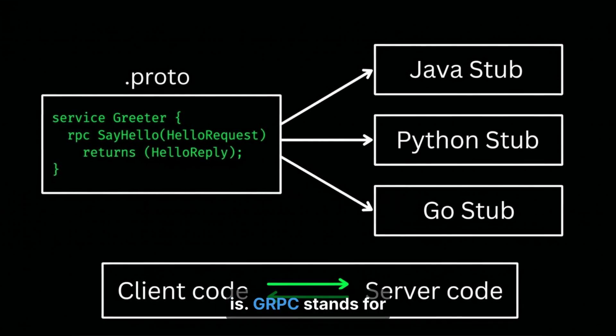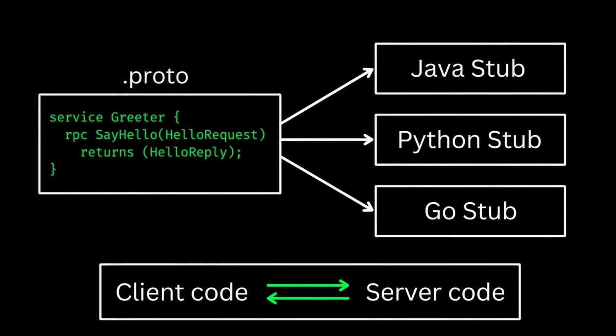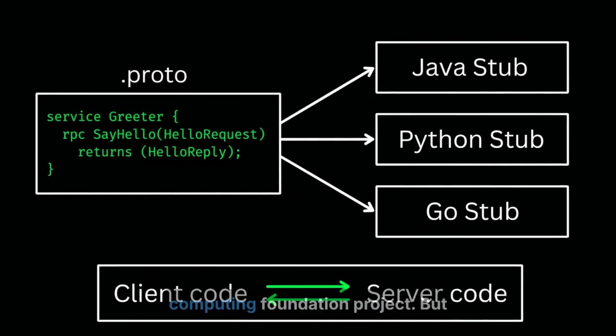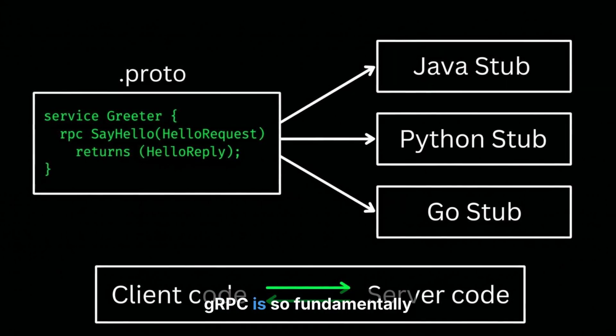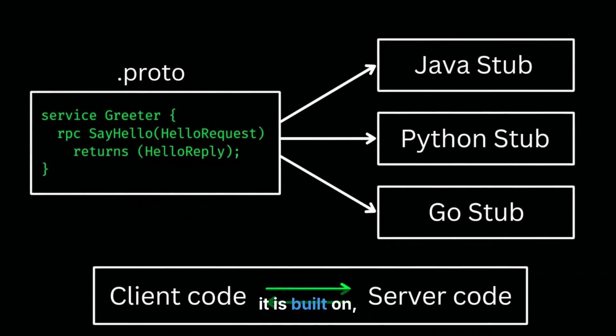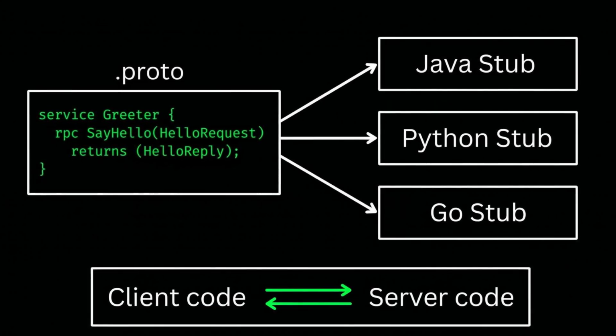actually is. gRPC stands for gRPC Remote Procedure Call. It was developed by Google in 2015 and is now a Cloud Native Computing Foundation project. But to really grasp why gRPC is so fundamentally different, we need to look at two technologies it is built on: protocol buffers and HTTP2.